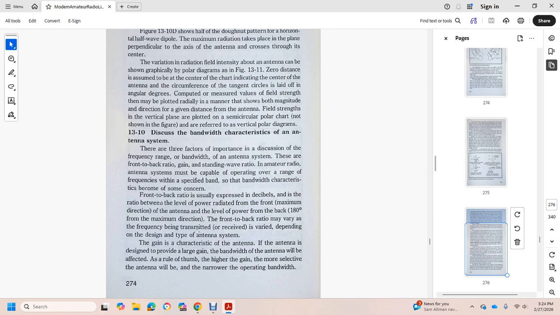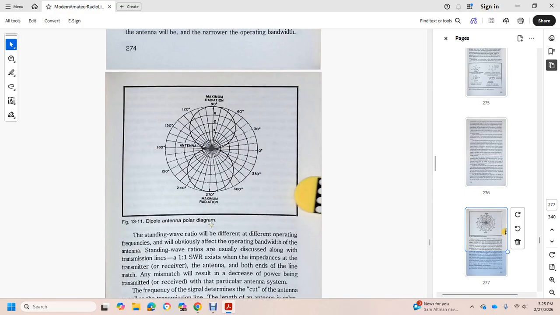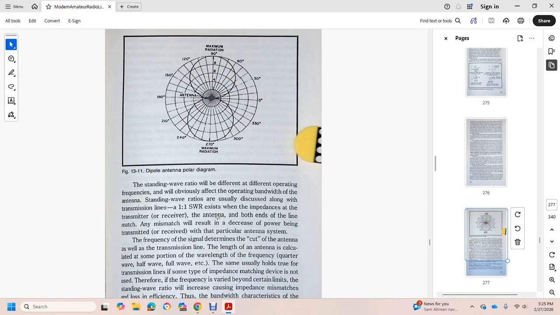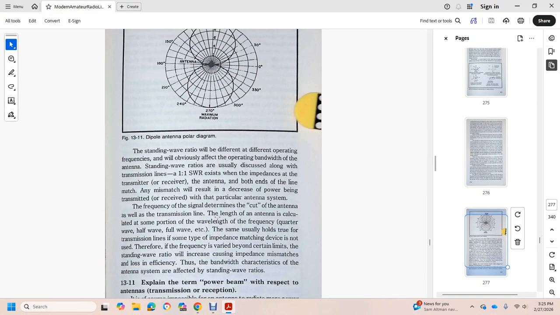Again, as a characteristic of antenna design, a large gain provided means the bandwidth of the antenna will be affected. As a rule of thumb, the higher the gain, the more selective the antenna will be within the area of the operating bandwidth. The ratio at different operating frequencies has the opposite effect on the operating bandwidth of the antenna.